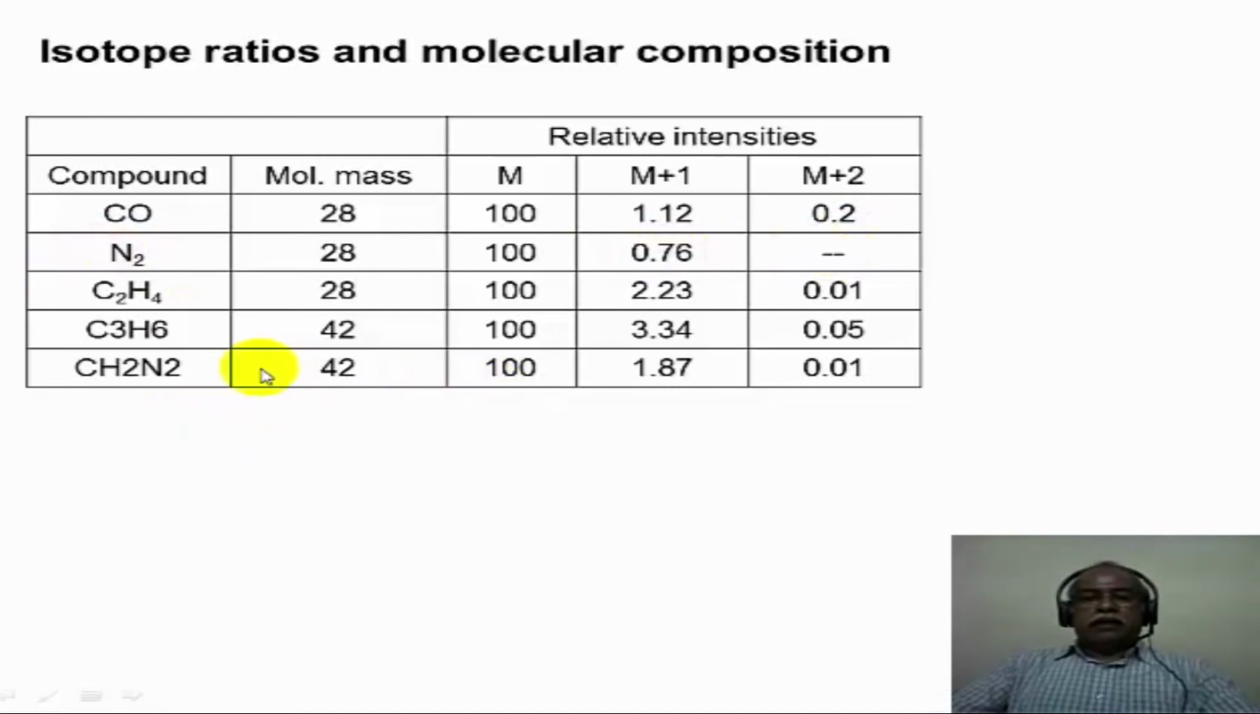In the case of ethylene and C6H6 and diazomethane kind of molecule, sorry, ethylene has a molecular weight of 28, same as carbon monoxide and nitrogen. That will also have a higher isotope, but the isotope m plus 1 ratio is very different in these cases. So from the ratios one can actually calculate the elemental composition of the molecule.